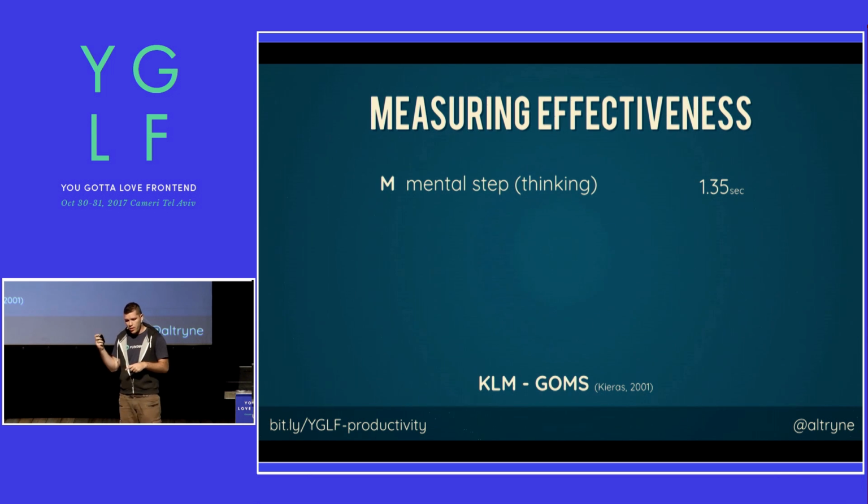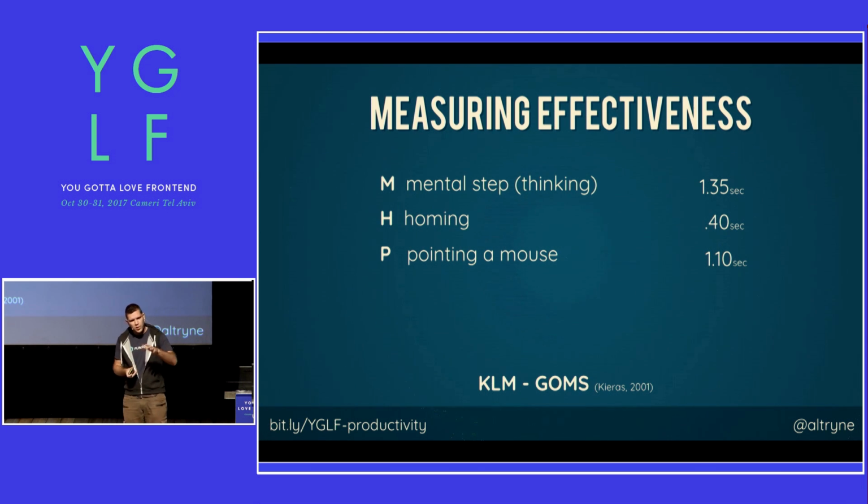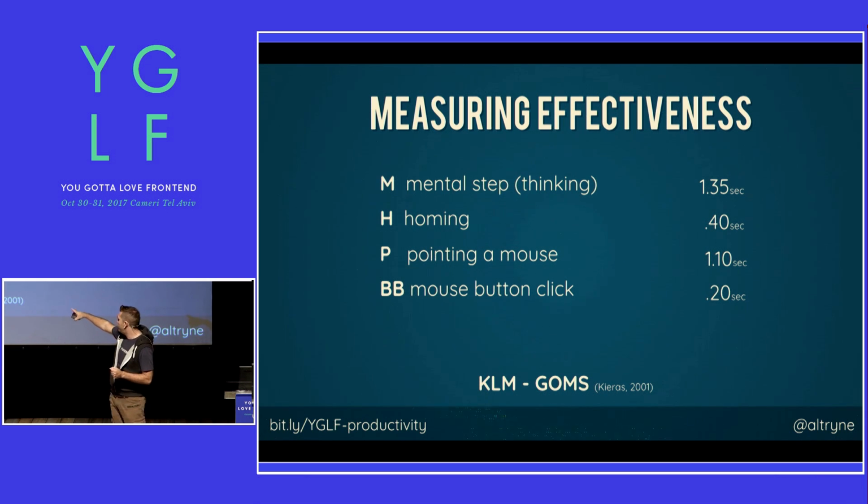Another step, very important for my talk, is called homing. Homing is when you have two hands on the keyboard and you move your hand to the mouse, that's homing. You move it back, that's homing. You move it to the trackpad, that's homing. Another one is pointing a mouse. We all do this all the time. Pointing a mouse takes about 1.1 seconds on average. Mouse button click is something we all do. Its shortcut is two Bs, because a button up and a button down, two Bs. Each one of them takes 0.1 second. On average, they take 0.2 seconds.